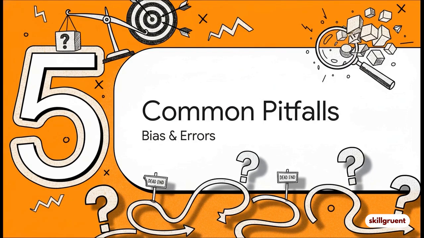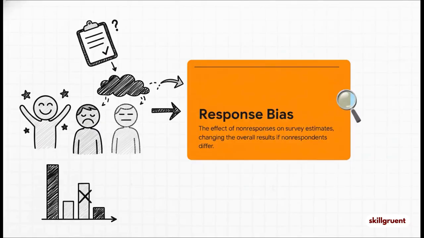Okay, so we've met the families. But building a sample in the real world isn't so clean and perfect. The world is a messy place, and researchers have to be constantly on the lookout for different kinds of biases and errors that can totally derail their results. One of the biggest offenders is something called response bias.